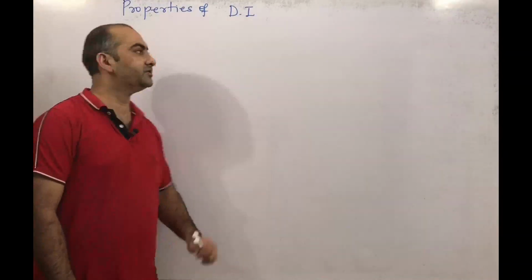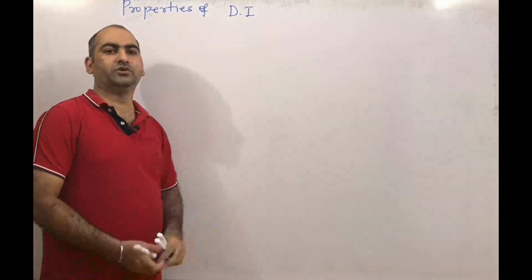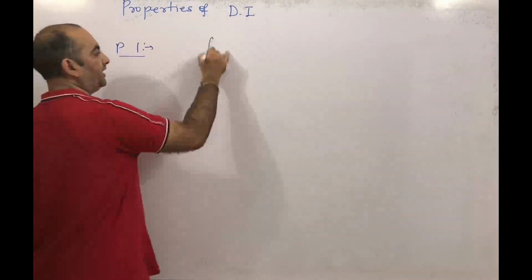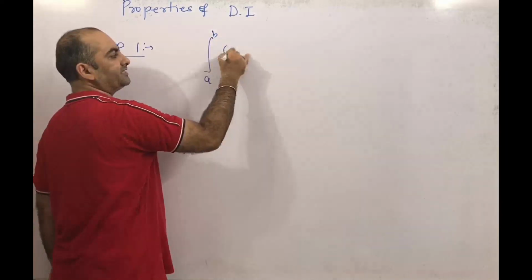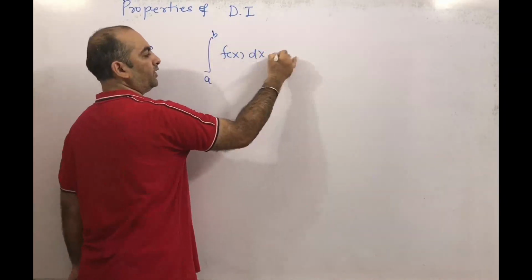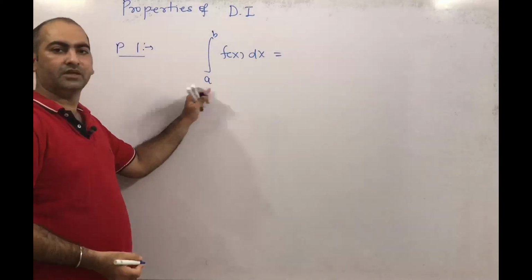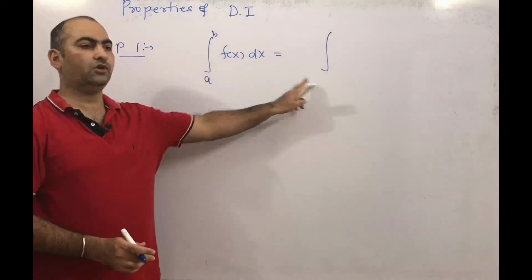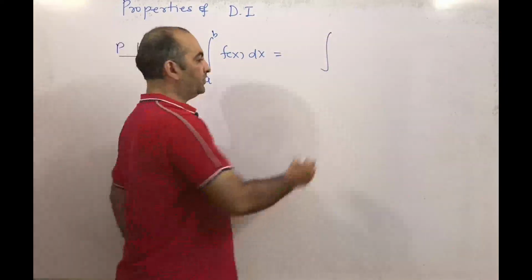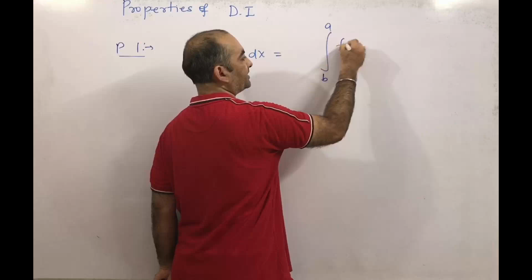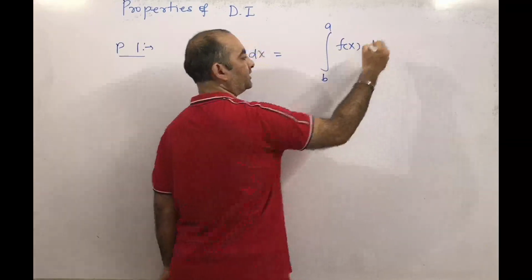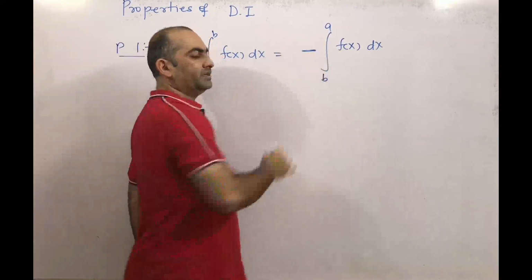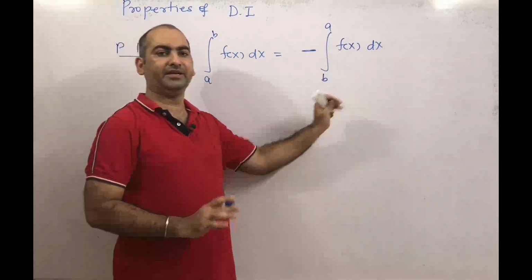Next we are discussing properties of definite integration. Here the first property is the integration from a to b of f(x) dx. If I interchange the limits, writing the upper limit first and the lower limit below, what will come? The integration from b to a of f(x) dx. So if I interchange the limits, a minus sign will come. This property we already discussed, so I'm writing it here directly.